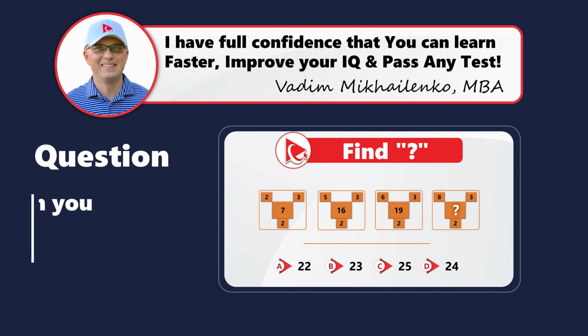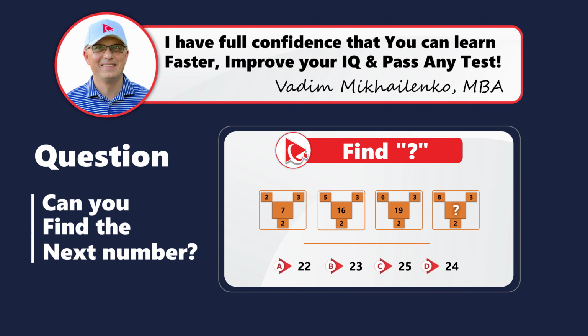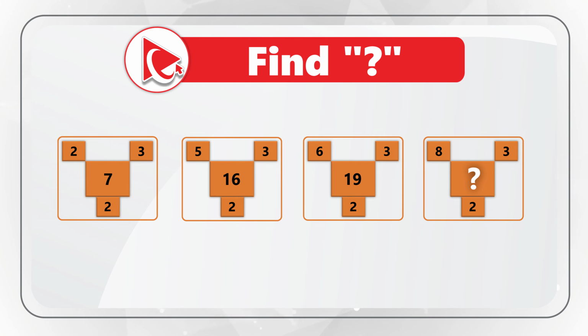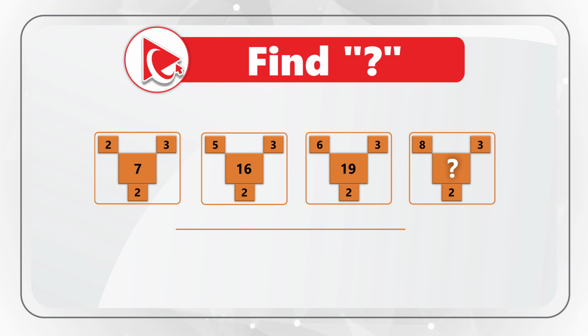Here's the question of intermediate complexity we frequently see on the test. You're presented with 4 shapes, and one shape has a missing number in the middle. You need to calculate the pattern and calculate the missing number, selecting it by one of four possible choices.